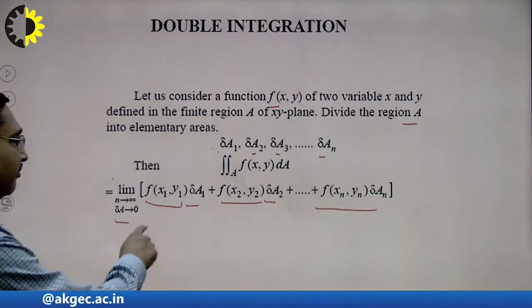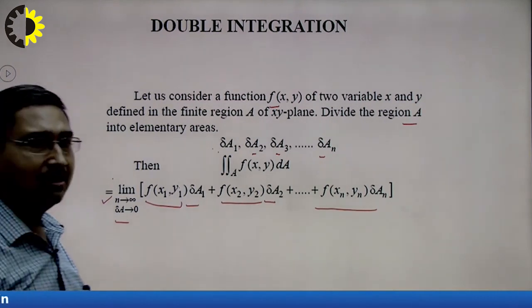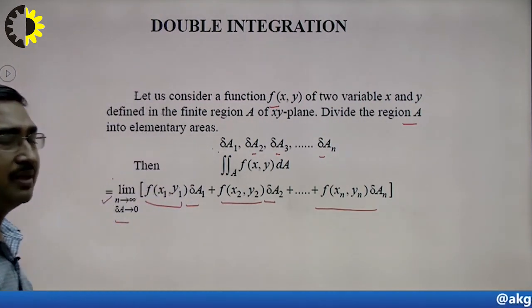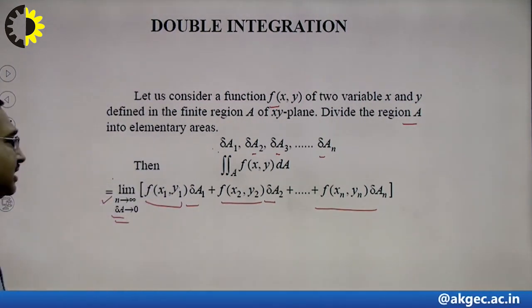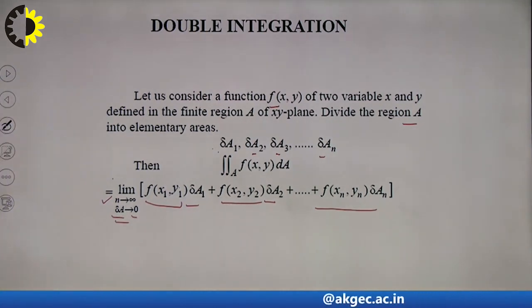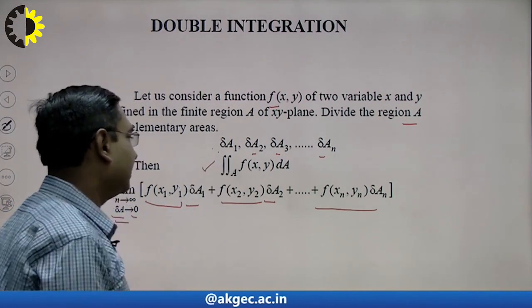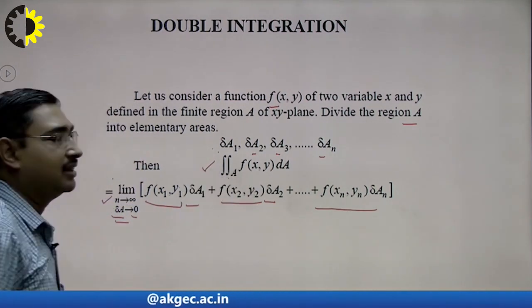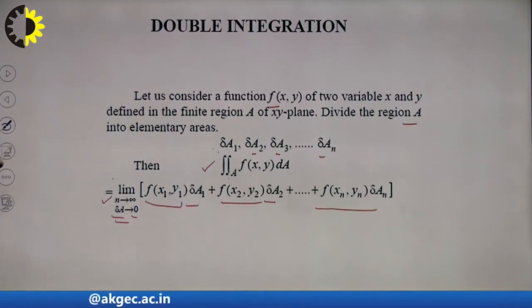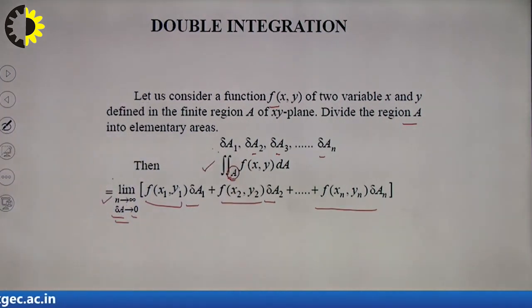The limit of this sum as n tends to infinity, where n means the number of subregions and delta A means the area of each subregion approaching 0, is called the double integral of this function f over that region A. We denote it by writing a small A below the double integration sign.